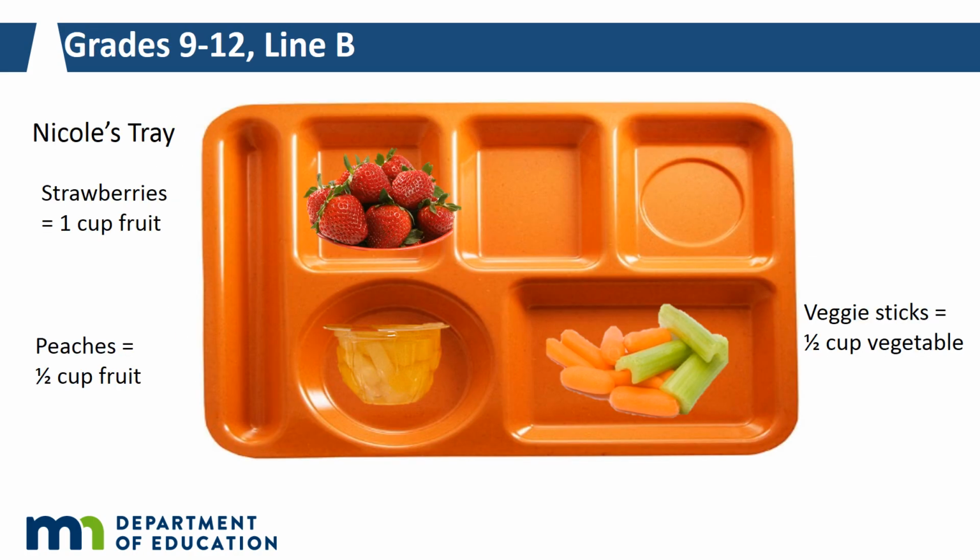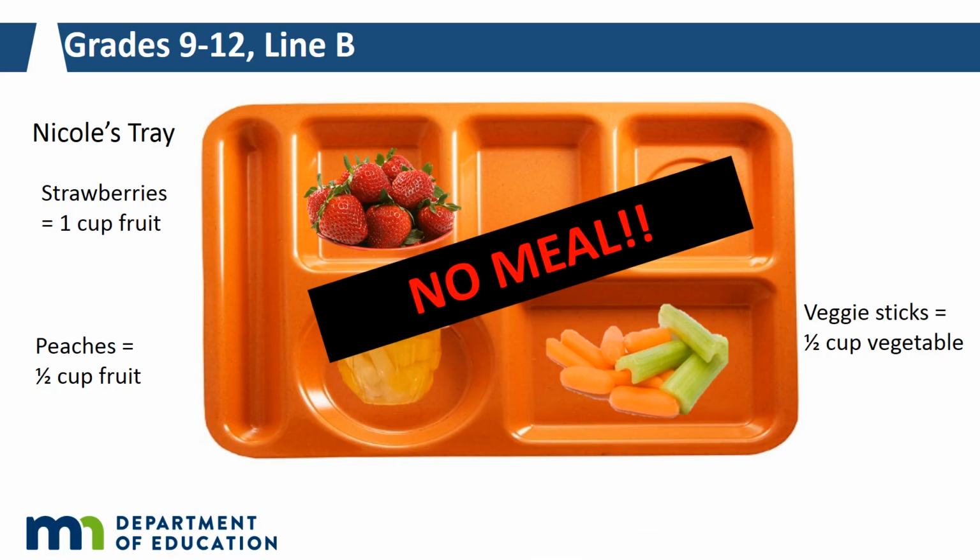So from that menu, let's say Nicole selects the fresh veggie sticks, peaches, and strawberries. Is this a reimbursable meal? No. Only one full component and the required half cup of fruit and vegetable was taken. The strawberries make up the full fruit component, and the vegetable sticks make up the half cup of fruit or vegetable. A tray of only fruits and vegetables is not reimbursable.